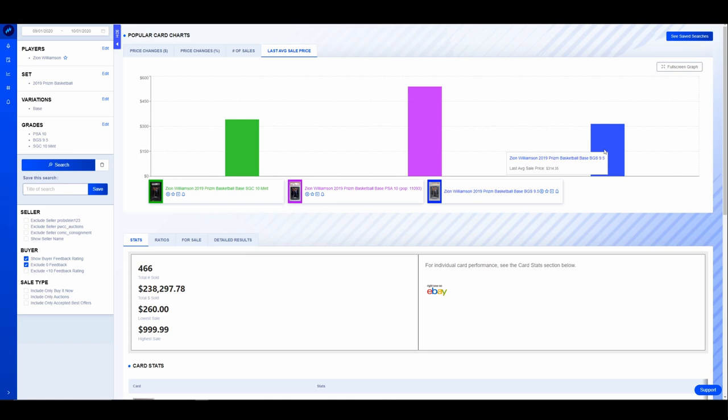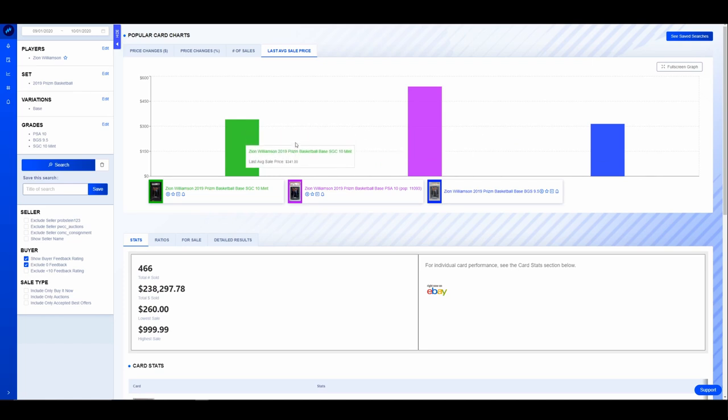You're looking at $30 to submit to BGS, longer turnaround time by about 3x at minimum, and the card sells for over $200 less. Why the hell would you submit it to BGS? Makes zero sense. So let's look at SGC.